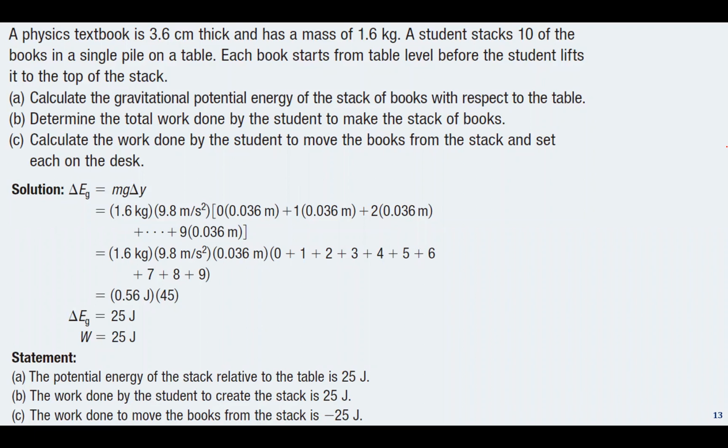So we can make the final statement like this. A, the potential energy of the stack relative to the table is 25 joules. B, the work done by the student to create the stack is also 25 joules. C, the work done to move the books from the stack is negative 25 joules.